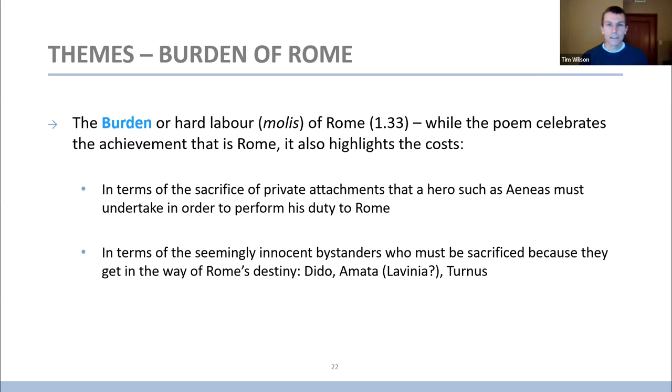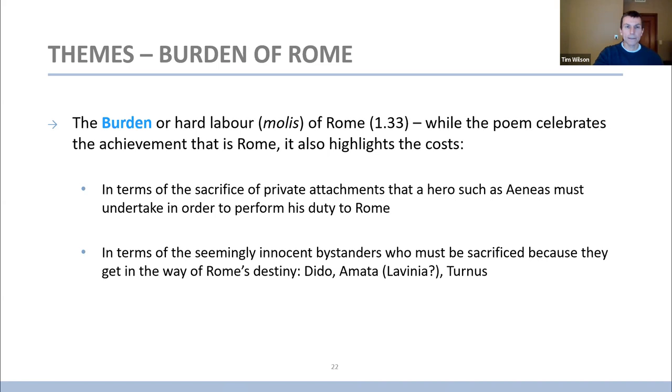So Dido, you look back at it, and I don't know what she did to deserve her fate. Amata is the mother of Lavinia, I mentioned, the queen of the Latins who opposed the marriage of Aeneas to Lavinia. So she too suffers a Dido-like fate. Turnus is murdered at Aeneas' hands.